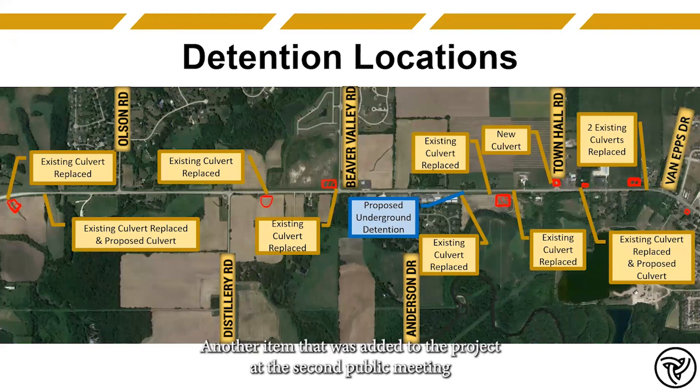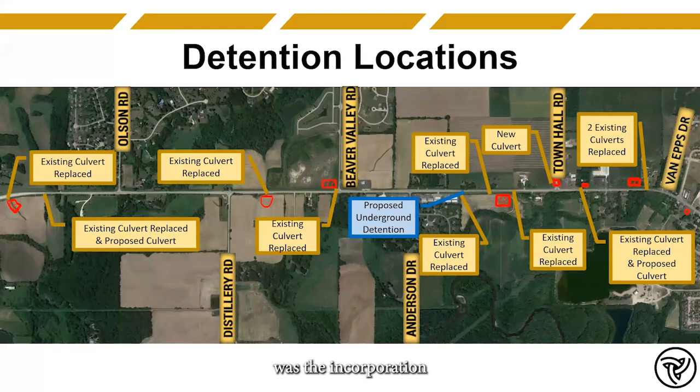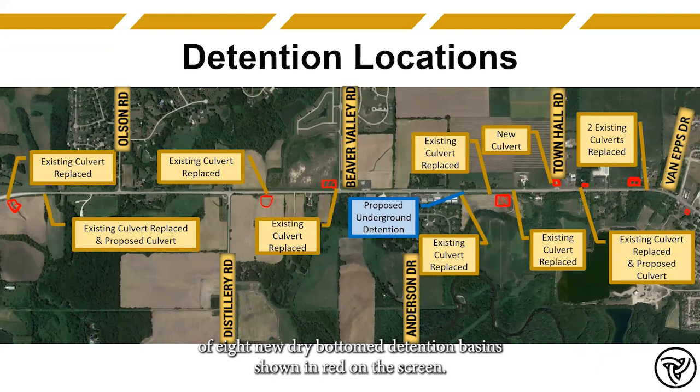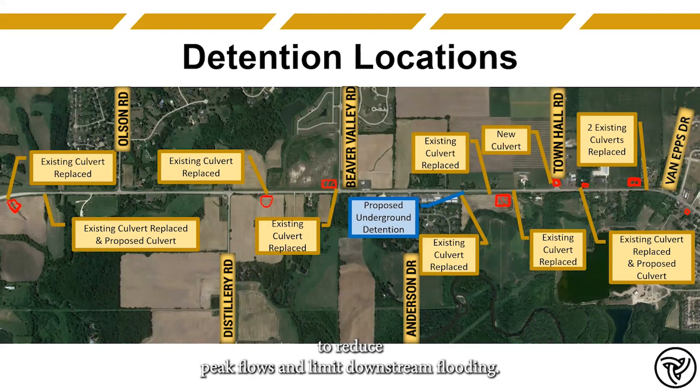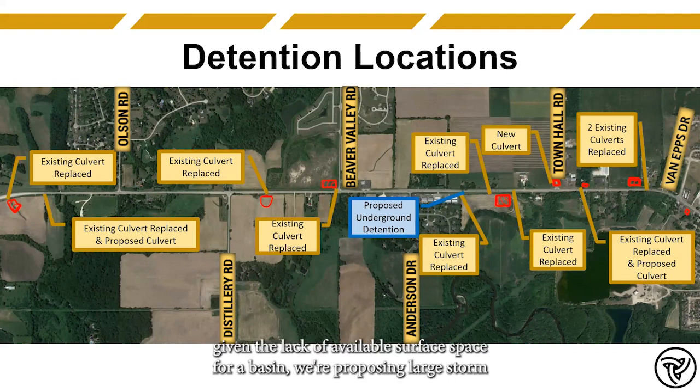Another item that was added to the project at the second public meeting was the incorporation of 8 new dry bottom detention basins, shown in red on the screen. These basins were incorporated after analyzing the study area's hydraulics and hearing the comments received from residents of previous flooding. The goal of these basins is for water quantity control to reduce peak flows and limit downstream flooding. Similarly, in the Anderson Drive area, given the lack of available surface space for a basin, we're proposing large storm sewer pipes to act as underground storage for this particular area.